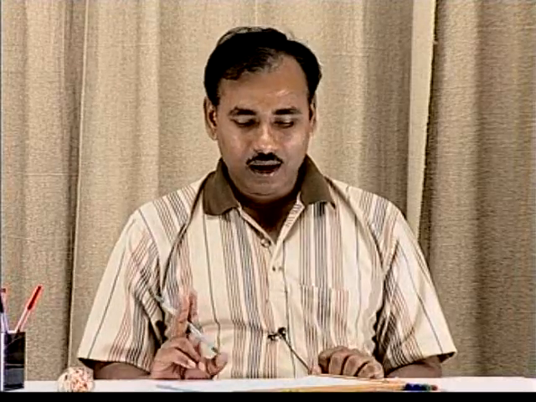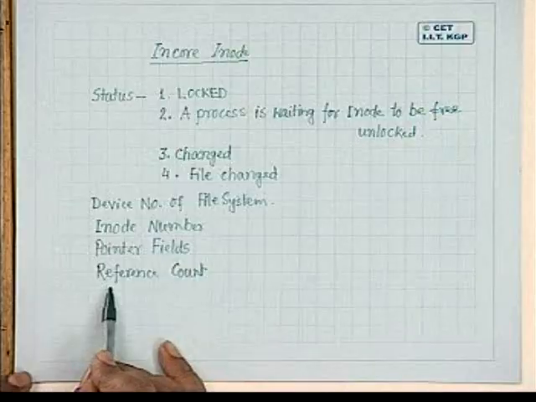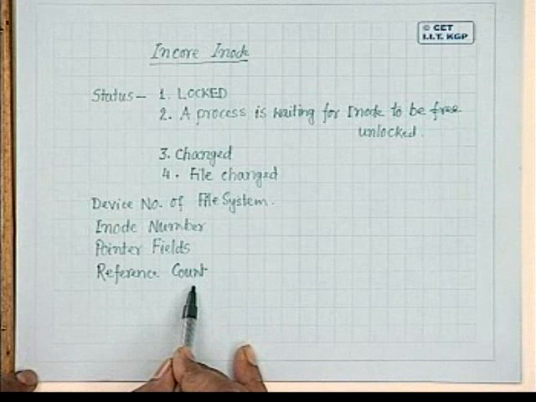Now, if the first process opens a file, the corresponding inode has already been copied into the main memory. If the second process also wants to open the same file, it will find that the corresponding inode is already present in the main memory. I have an Incore copy of the corresponding inode. So this inode need not be copied from the secondary storage to main memory once more. Rather, what is done is, you just increment the reference count field.